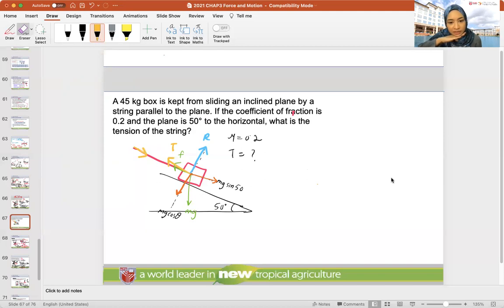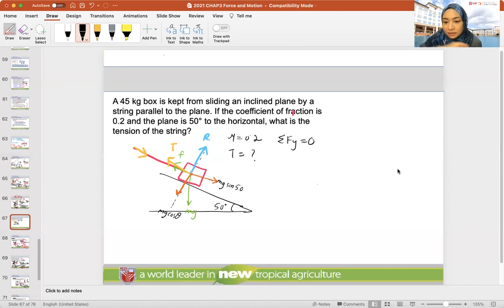Farid. Farid is Farid ya? Selain daripada tension, reaction, friction, mg sin theta, mg sin 50 and mg cosine theta or 50, ada tak kita tertinggal apa-apa lagi? Tak ada. Okay. Kalau tak ada, apa is my net in the Fy? Zero. Zero. Sebab tak ada acceleration. Okay. Good. Well done. Okay, next.